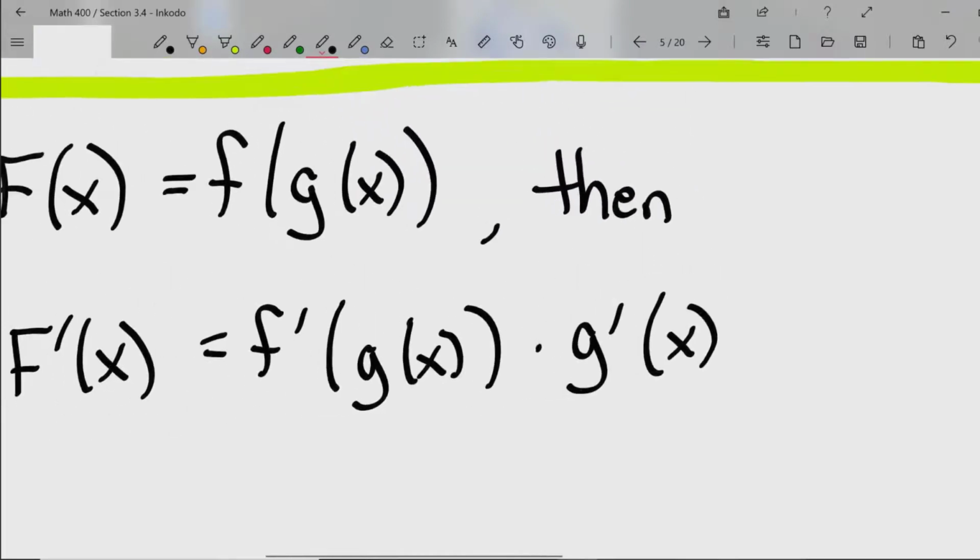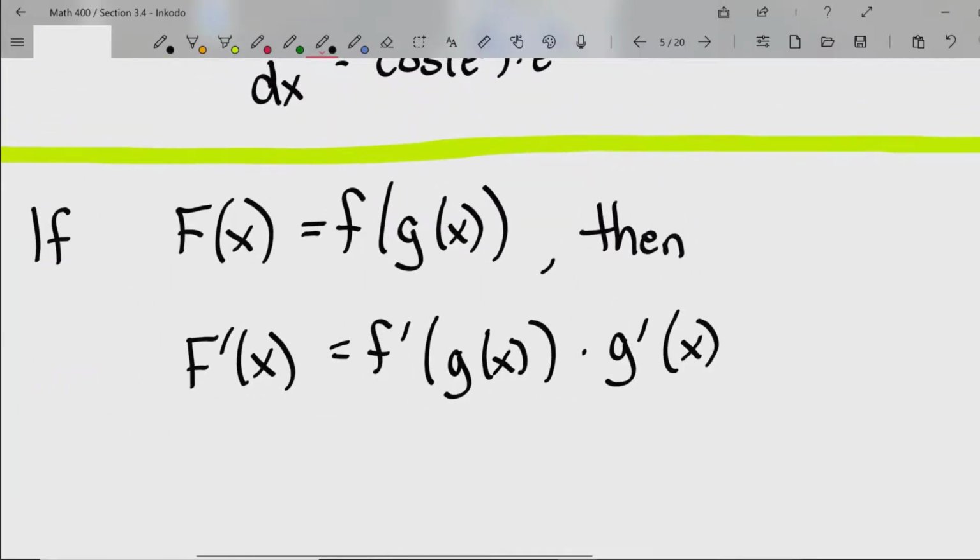You could have a function with 30 nests in it, so it keeps nesting and nesting. You just take the derivative of the outermost layer, evaluated at the inners, times the derivative of the next layer, evaluated at its innards, and so on and so forth down the line.